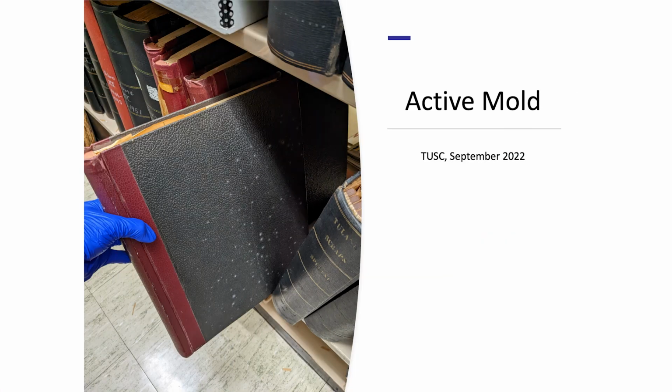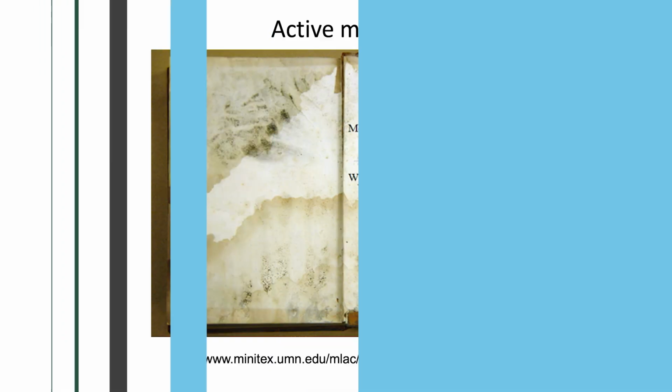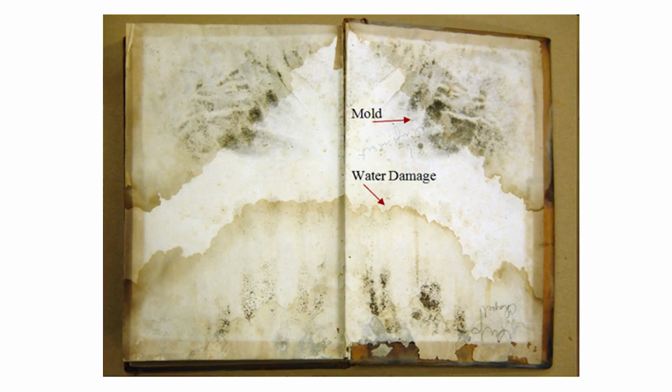This is another example of active mold from a Tusk mold incident. As you can see, the appearance of mold can vary greatly from item to item. Here is an item with mold on the interior cover boards of a book. You can see the tide lines of the water damage and the resulting mold growth.